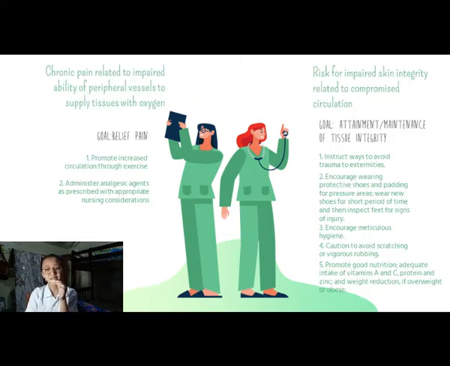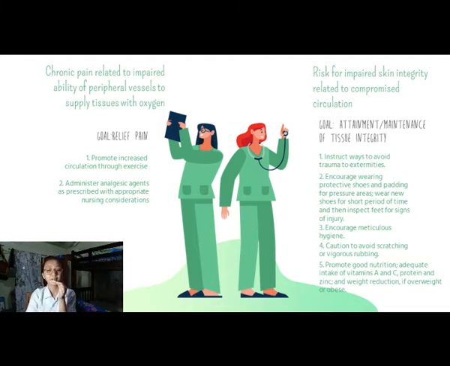The next nursing diagnosis is chronic pain related to impaired ability of peripheral vessels to supply tissue with oxygen. The goal is to relieve the pain. So first, you have to promote increased circulation through exercise because the enhancement of peripheral circulation increases the oxygen supply to the muscle and decreases the accumulation of metabolites that cause muscle spasms. Also, administer prescribed analgesic agents with appropriate nursing considerations because analgesics help to reduce the pain and allow the patient to participate in activities and exercises that promote circulation.